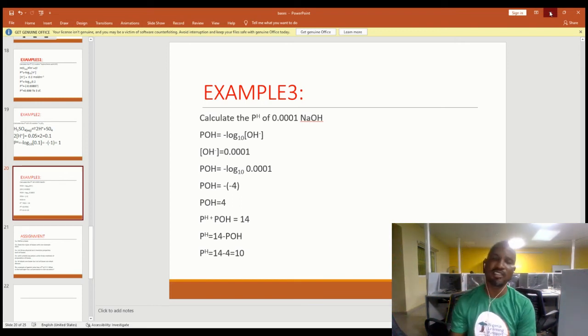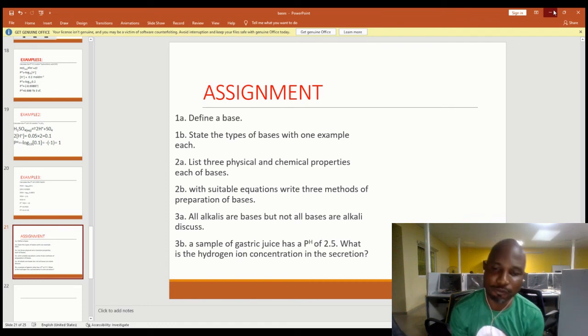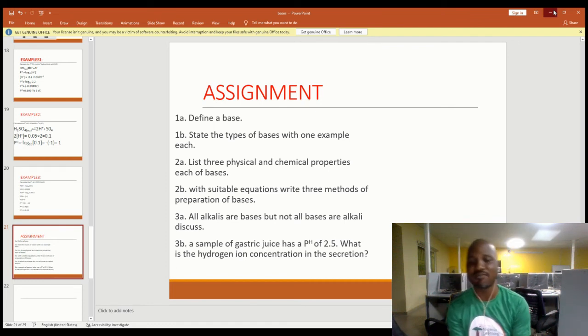I've come to the end of this lesson today, but I wouldn't allow you to go without having something to test whether learning has taken place or not. So get your pen and paper and try this assignment. And I'm sure you can reach me on my phone number 08026598861 on WhatsApp. And let's see how you have actually learned.